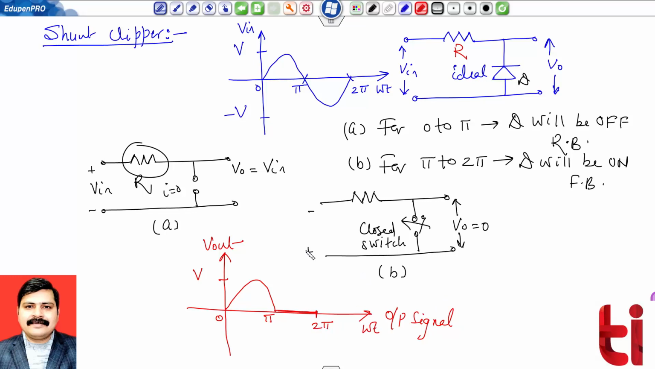So let me quickly write the comment: unbiased shunt negative clipper. As you can check from the output waveform, the negative cycle has been clipped out.